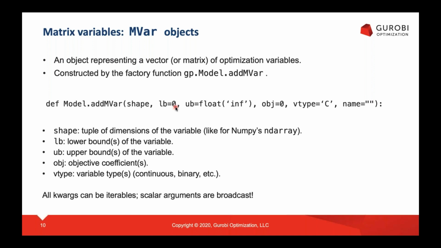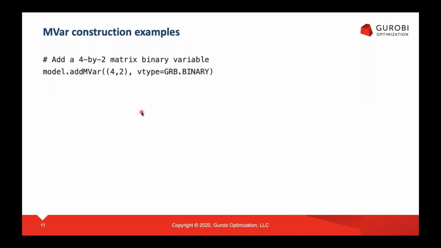you can pass either a scalar, done here. In that case, that scalar is broadcast to all the variables that are in this matrix variable, or you can give any iterable that has as many elements as the total number of variables, so the product of the dimensions of the shape. And we will read it off from there in canonical C order. So it's pretty much like in NumPy. Let's go through some concrete examples, that was a little bit dry.